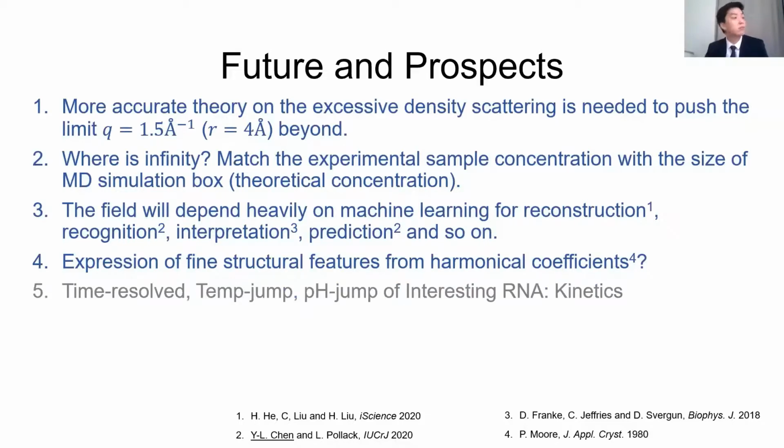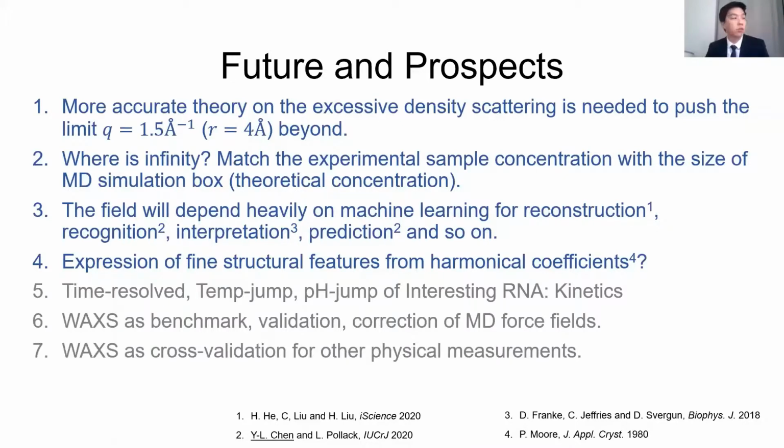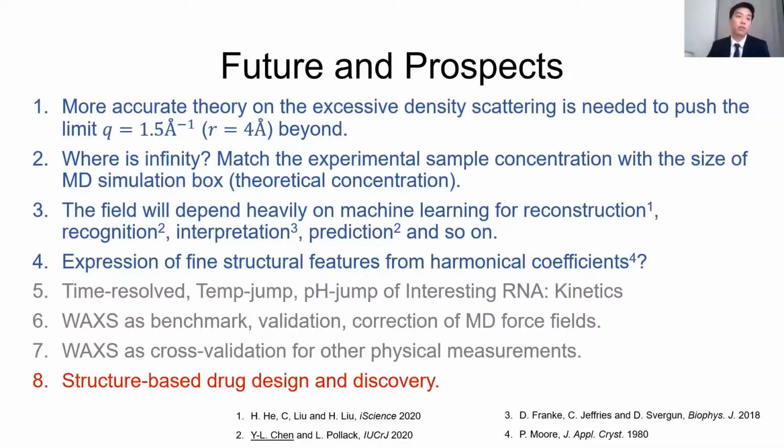On the experimental front, time resolved experiments or temperature jump, pH jump of interesting RNA systems will reveal the kinetics of RNA and build our understanding of interesting RNA systems. And experimental WAXS profiles can be used as a benchmark validation or correction for MD force fields of nucleic acids. And also, these WAXS profiles can serve as cross-validation data for other biophysical measurements such as cryo-EM or X-ray crystallography. And finally, this field is geared towards structure-based drug design and also structure-based drug discovery.